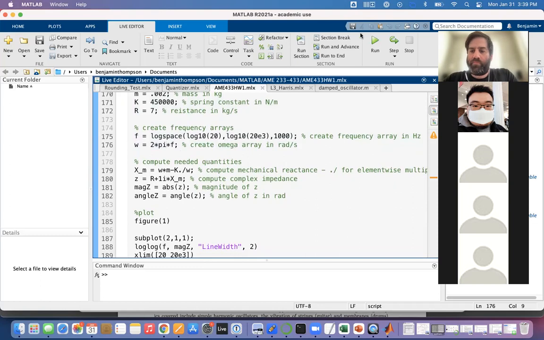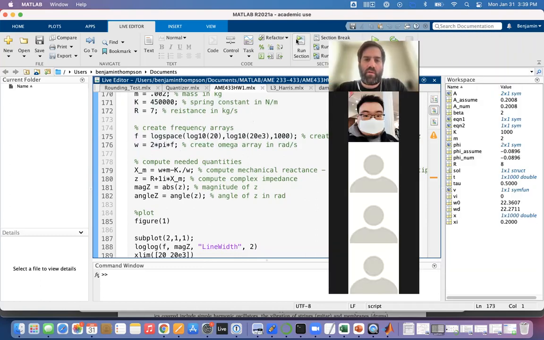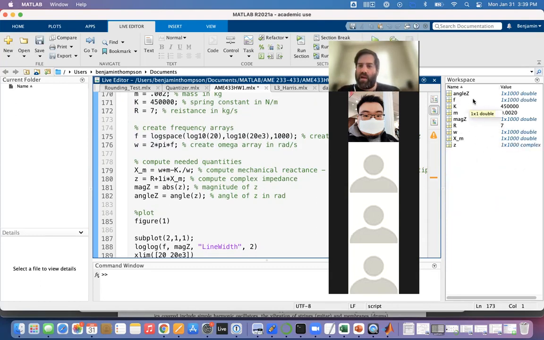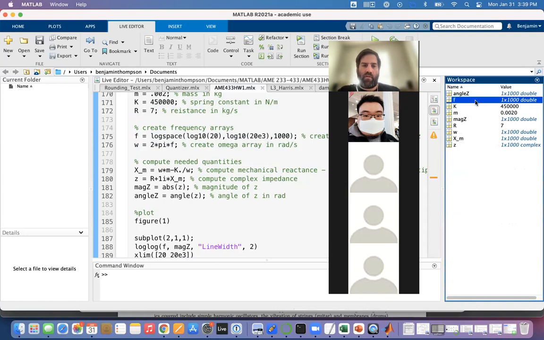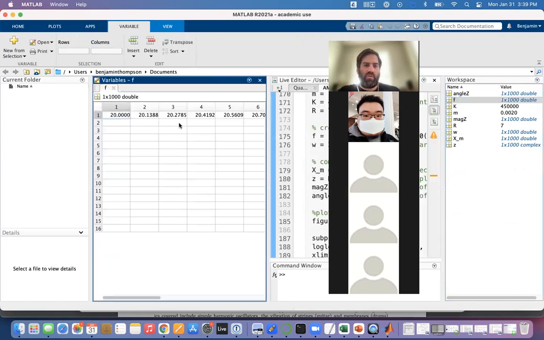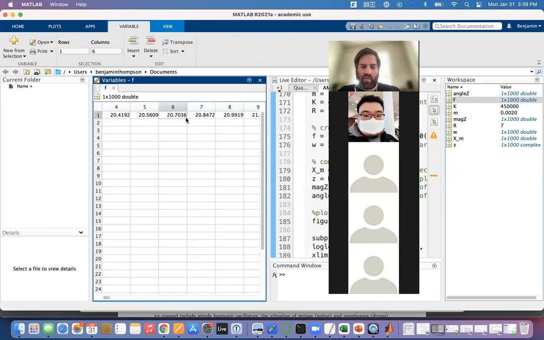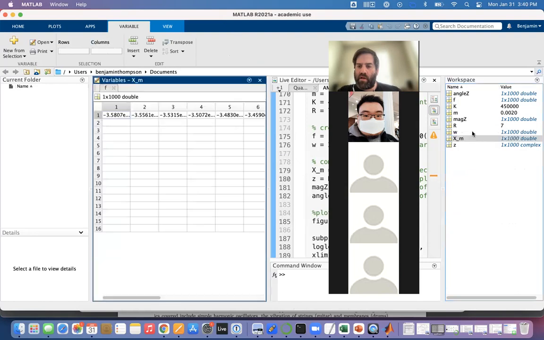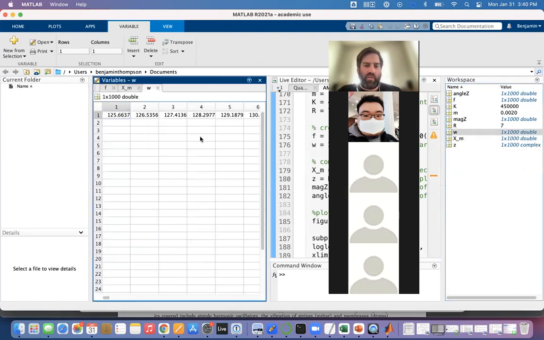So what I've got now, up to this point, let's just run this section. What I've got now is an F array, which is just these frequencies starting at 20 and 1,000 points. And I've got an omega array right here, which I just call W, because typing omega, I think you can do it, but it's a hassle. It's just each element multiplied by 2 pi. And those are 1,000 points, but in radians per second.